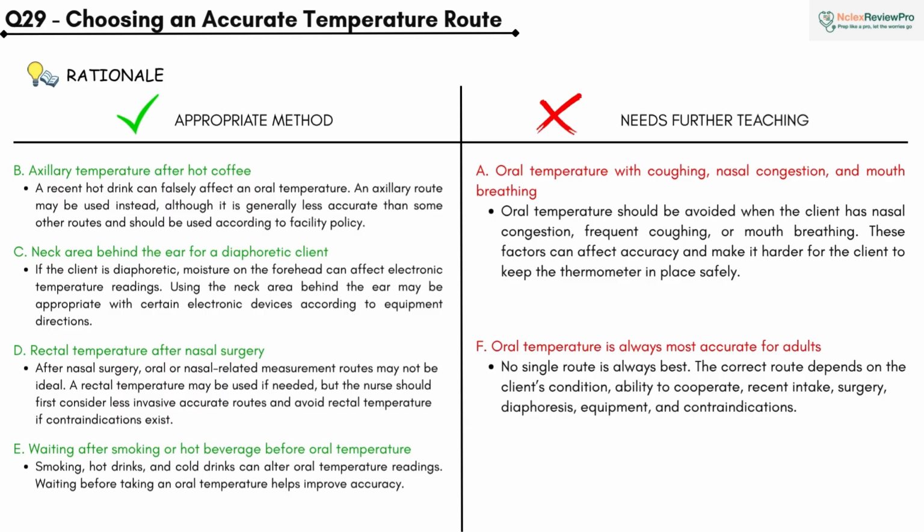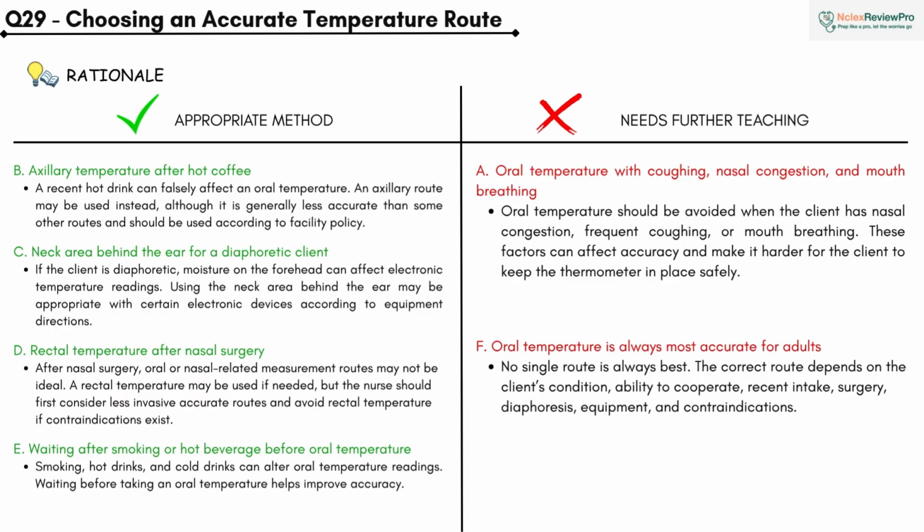For option C, avoiding the forehead for a diaphoretic client is an appropriate method. Diaphoresis means sweating. Moisture on the forehead can affect some electronic temperature readings. With certain devices, using the neck area behind the ear may be appropriate according to the equipment directions. For option D, taking a rectal temperature after nasal surgery may be appropriate if no less invasive accurate route is available and no rectal contraindication exists.